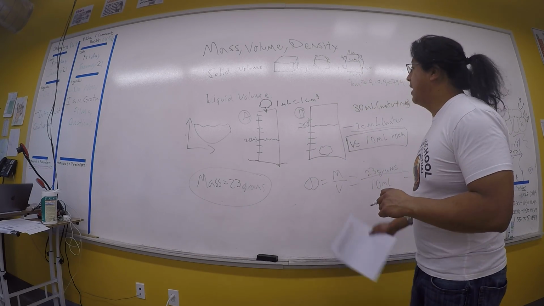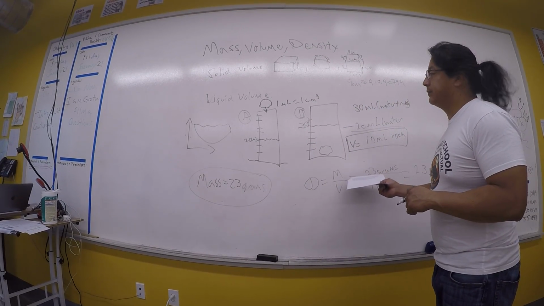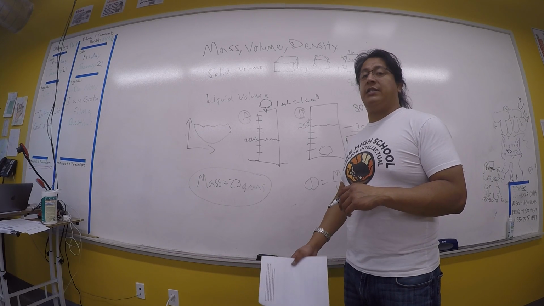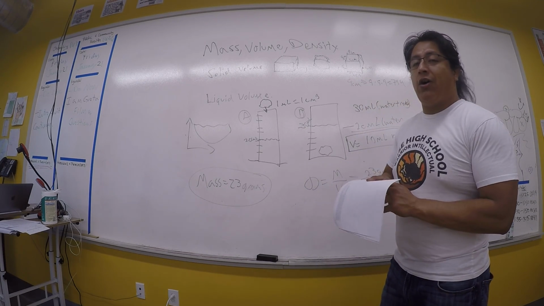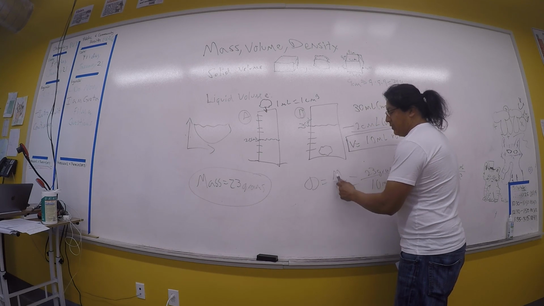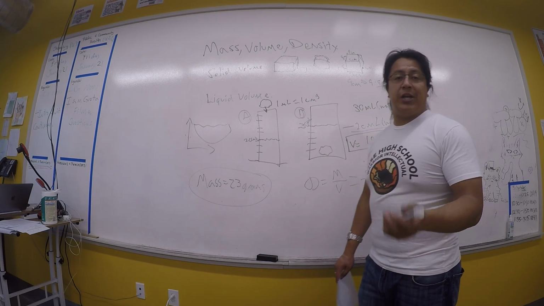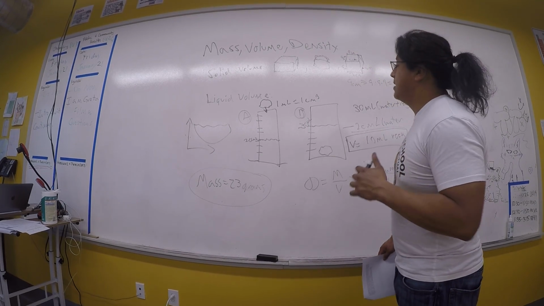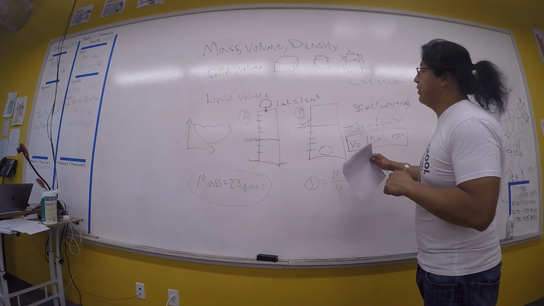So that's it, guys. This is how you do liquid volume, and the previous problems showed how we did solid volume. All three of these things are related by this one equation: density equals mass over volume. You can change it around like I showed you in the notes, or you can keep it like that. It all depends on what they're asking for.